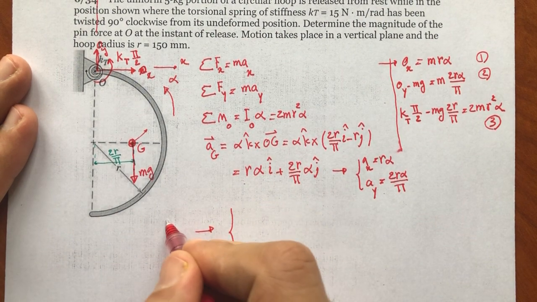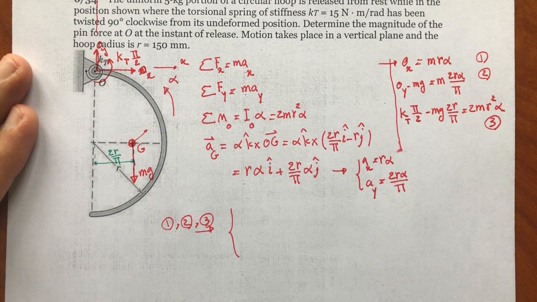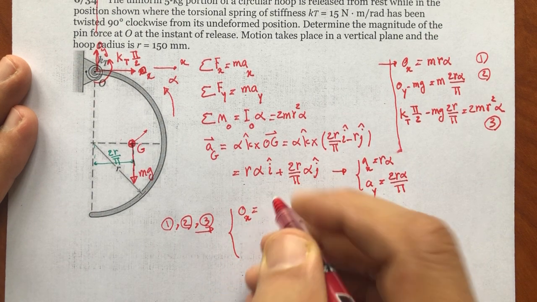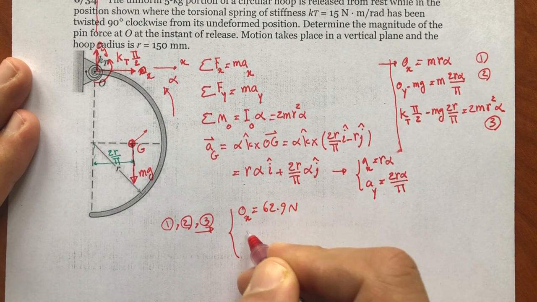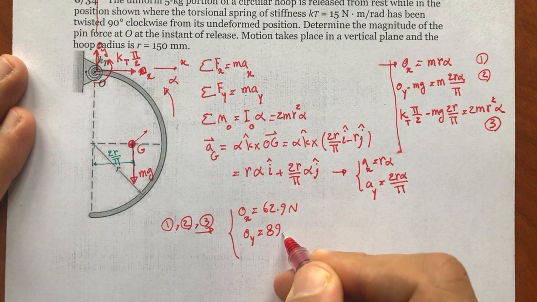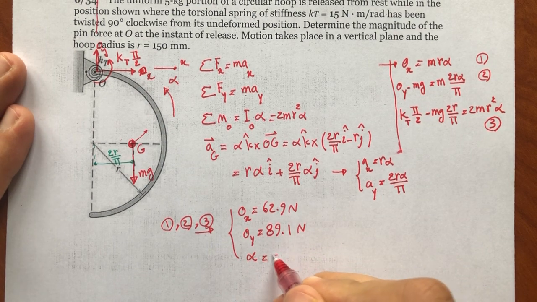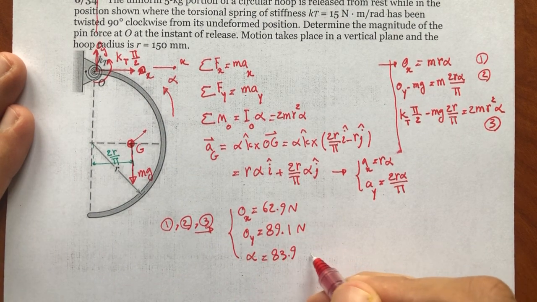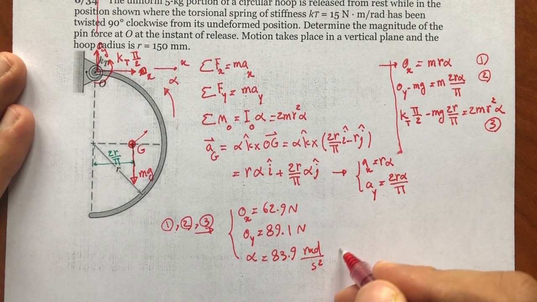If you combine 1, 2, and 3 and solve these 3 linear equations, you're going to find OX is equal to 62.9 Newton, OY is equal to 89.1 Newton, and alpha is going to be equal to 83.9 radian per second squared, and it is positive, which means it's in the counterclockwise direction.